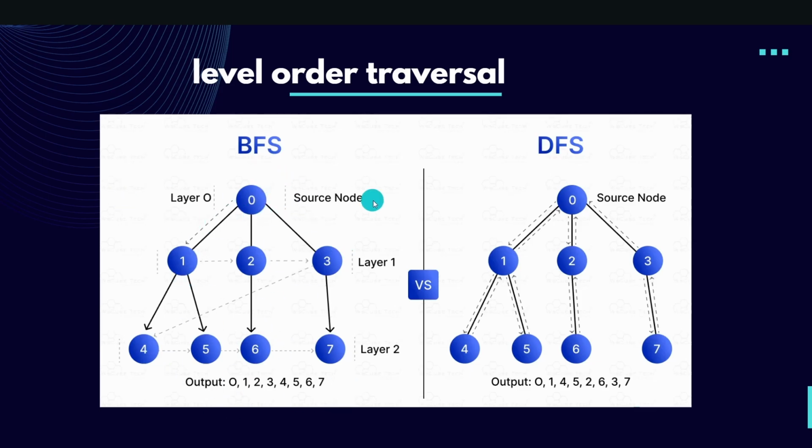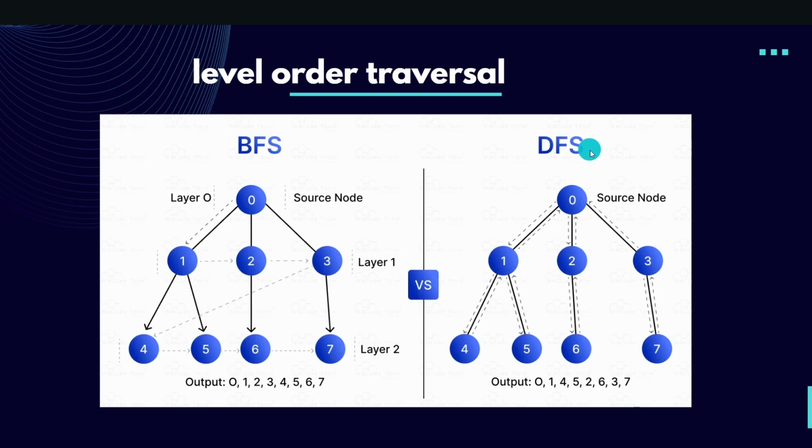You can see it prints level 0 first, that is 0. Next it prints level 1, that is 1, 2, 3. Next it prints level 2, that is 4, 5, 6, 7. So basically this is a tree. In BFS, breadth first search, you are going to print 0, 1, 2, 3, 4, 5, 6, 7 level-wise. Okay, you are going to follow it in this fashion.